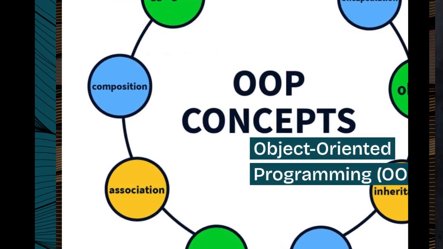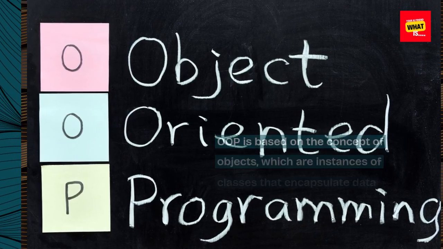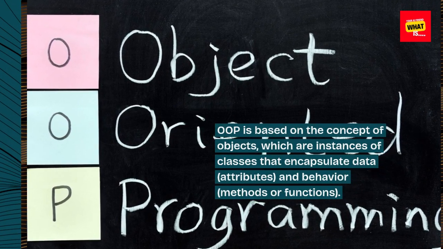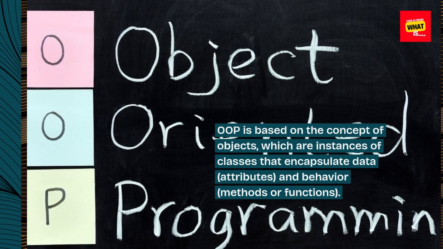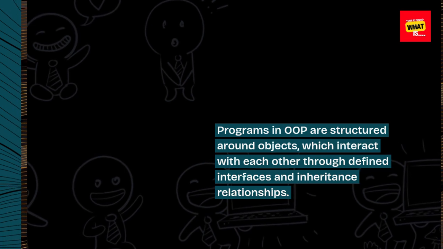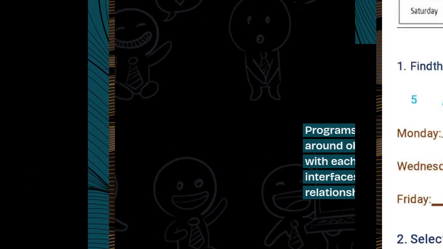Object-oriented programming, OOP. OOP is based on the concept of objects, which are instances of classes that encapsulate data, attributes, and behavior, methods or functions. Programs in OOP are structured around objects, which interact with each other through defined interfaces and inheritance relationships.